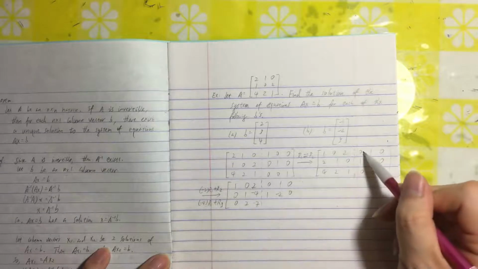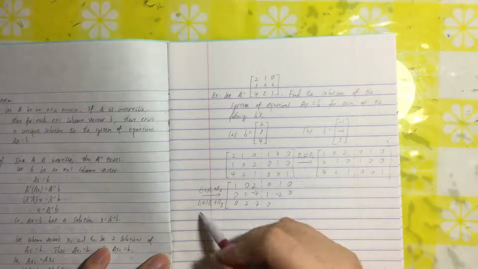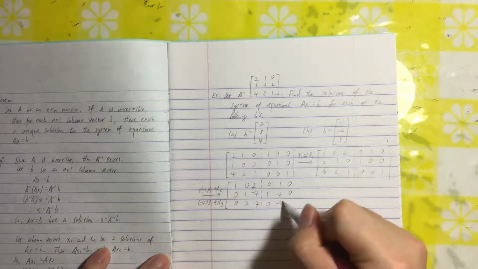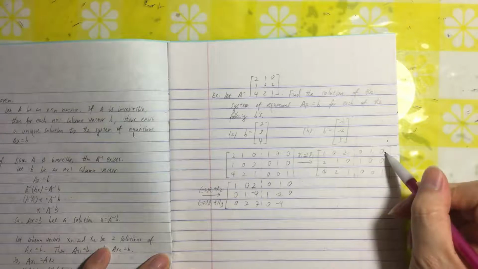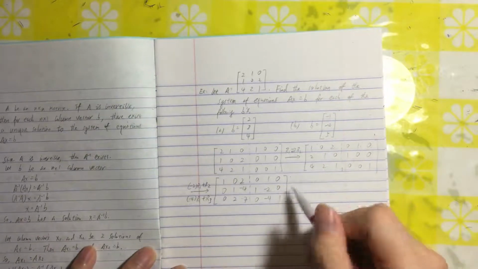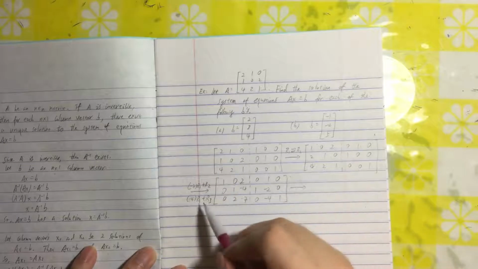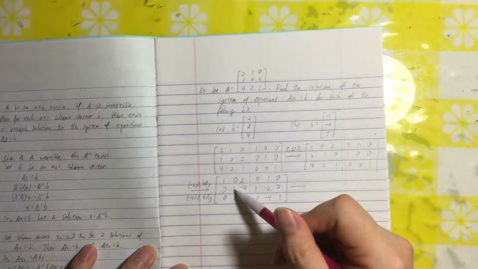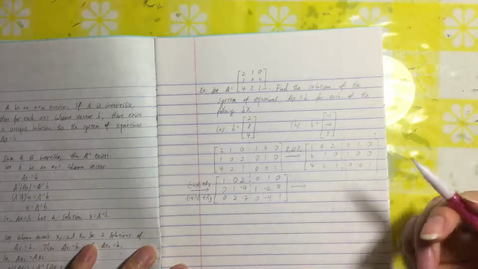Negative 4 times 0 is 0. 0 plus 0 is 0. Negative 4 times 1 is negative 4. Negative 4 plus 0 is negative 4. Negative 4 times 0 is 0. 0 plus 1 is 1. Now move to the second row. In the second row, try to make the first non-zero entry a leading one. It's already a leading one.